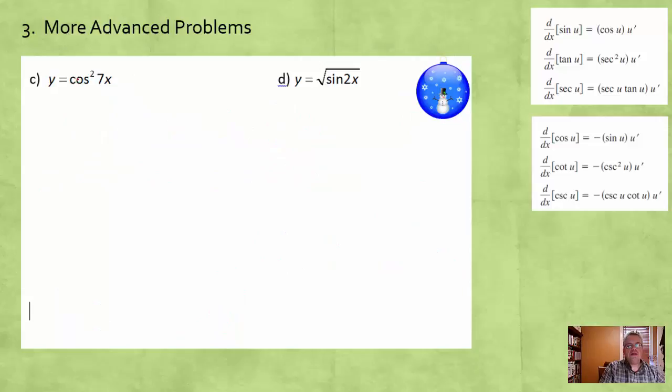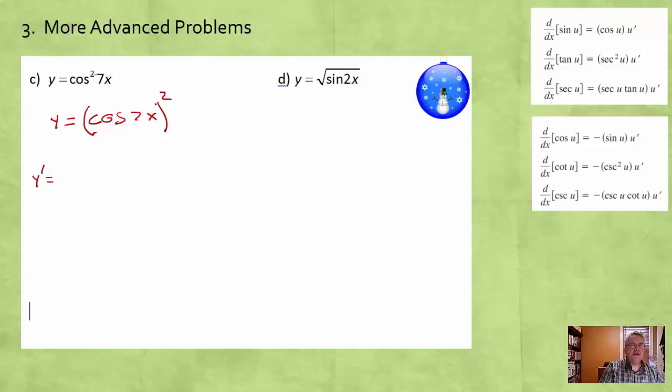Okay, let's try these. These are a little different. We have to keep straight the exponents here. So y equals, I'm going to rewrite it, cosine of 7x all squared. Okay, so I haven't done anything yet. I just rewrote it. But this makes it kind of clear what we have to do. The outermost function is the squaring function. The next function is cosine, and the innermost function is 7x. All right, so let's start.